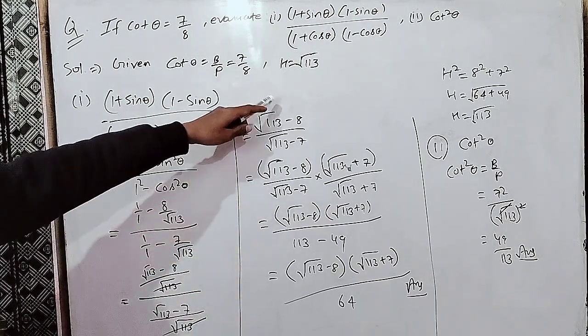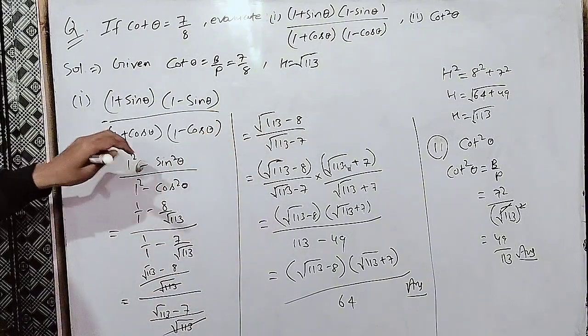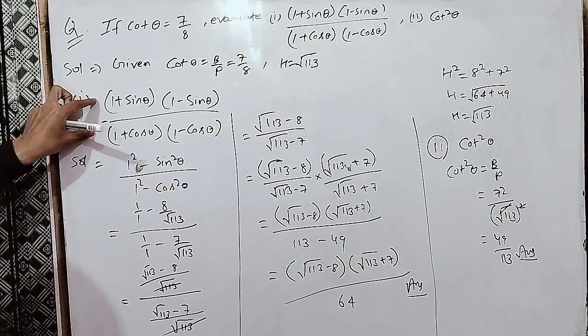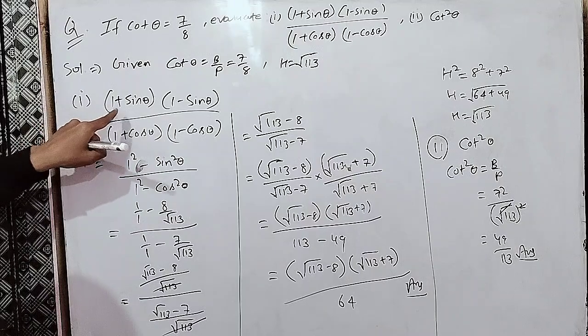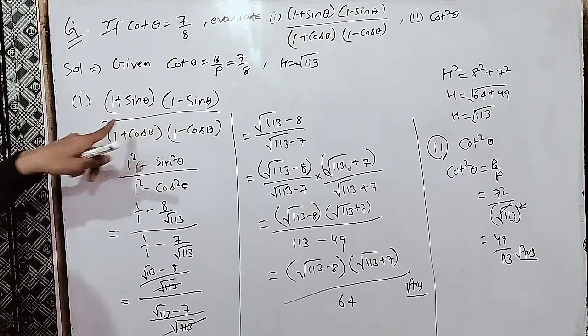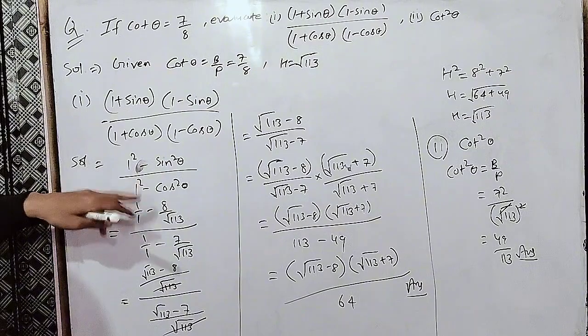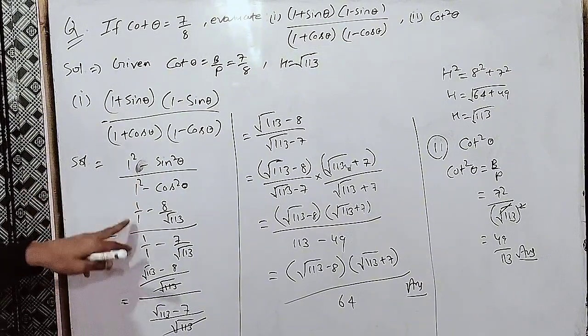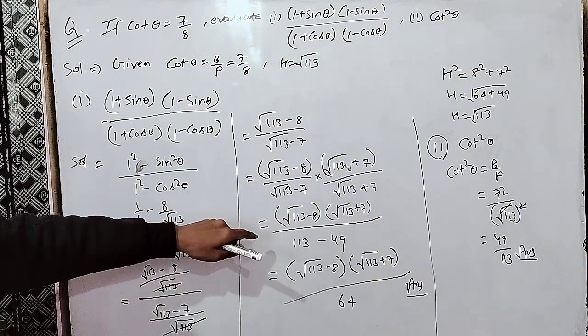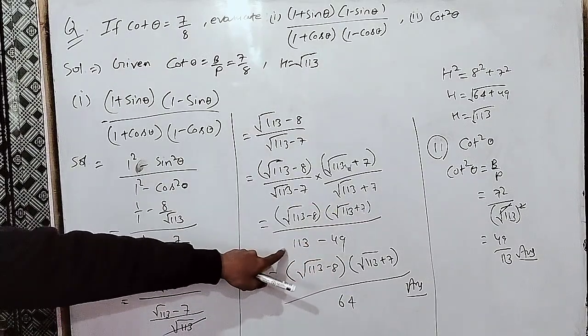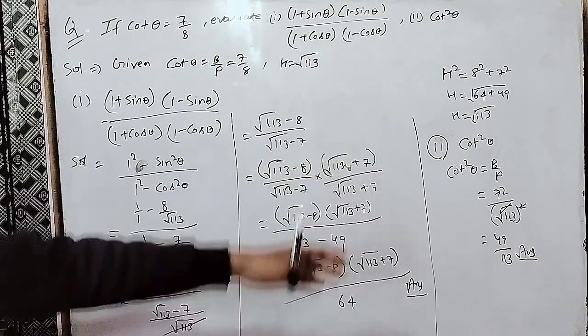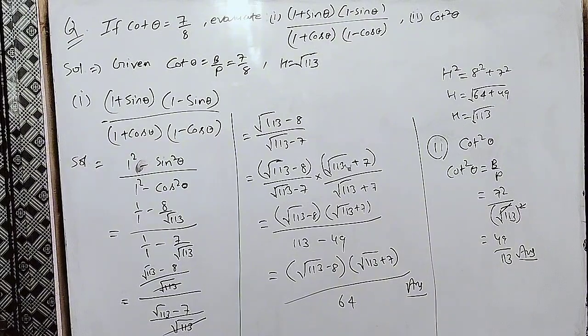First of all, we found out the value of h. Then we wrote this, and then we applied algebraic identities, a plus b, a minus b. Then we have solved it, and here also a minus b, a plus b we applied, and then the second question we have solved. Just have a look.